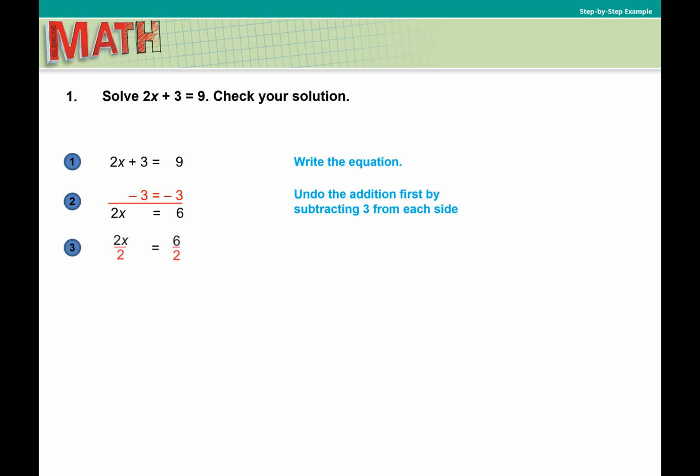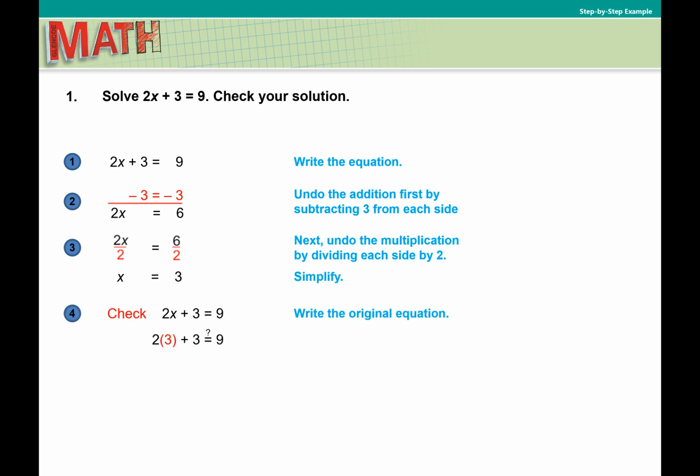Now we still have one more step because the x is not alone yet. Right now we're multiplying x times 2. So now we divide. What we do to that side, we do to the other side. And we get an answer of 3. X equals 3. You check your answer.